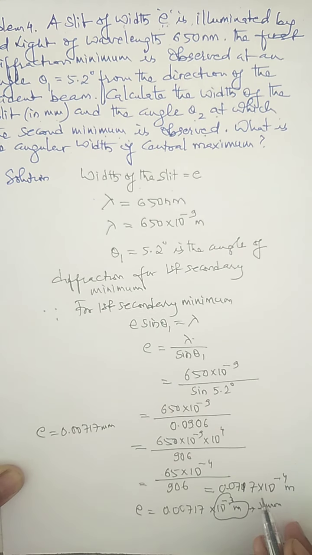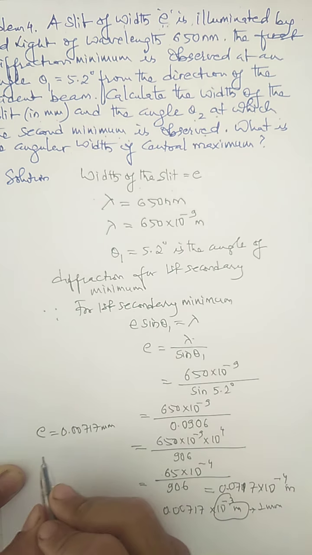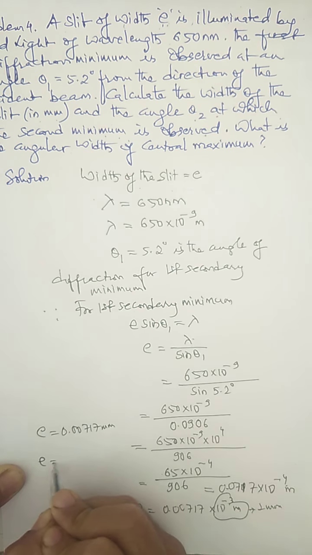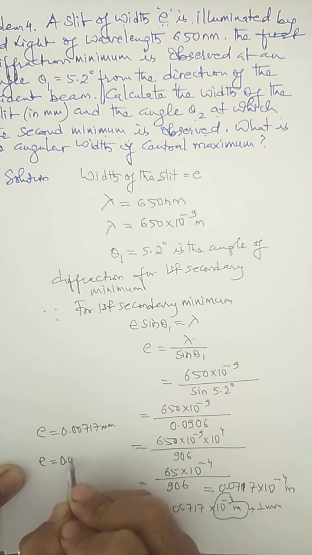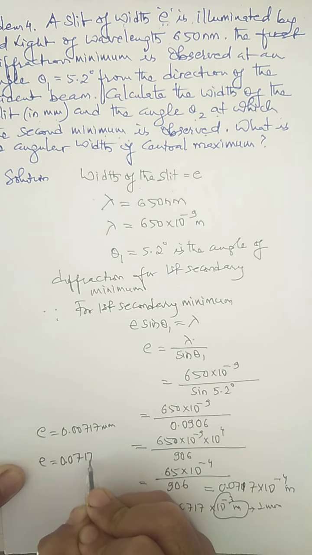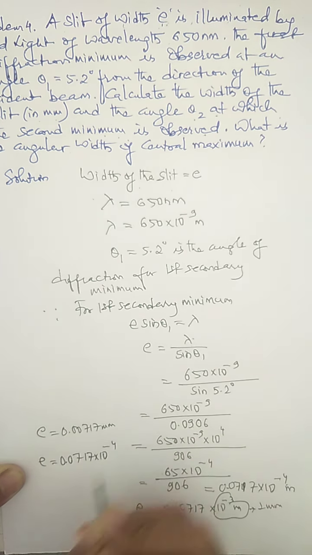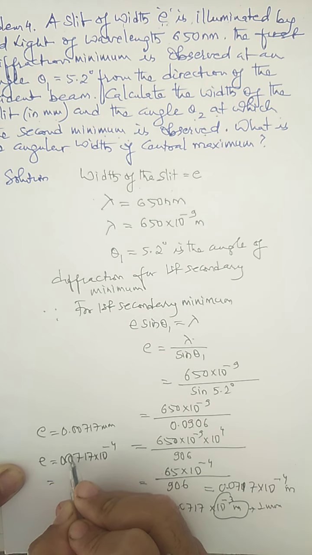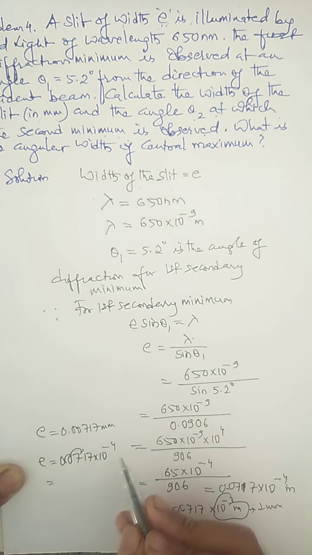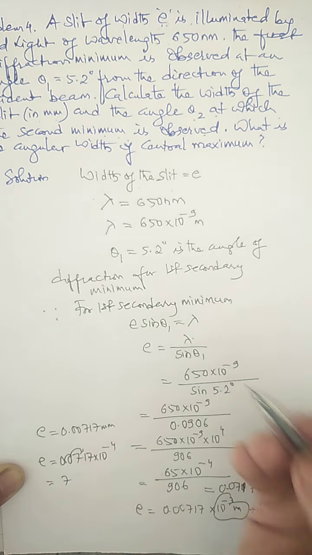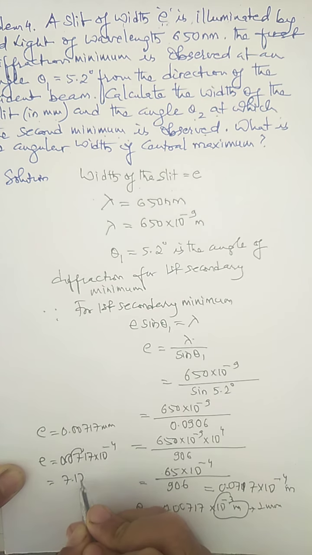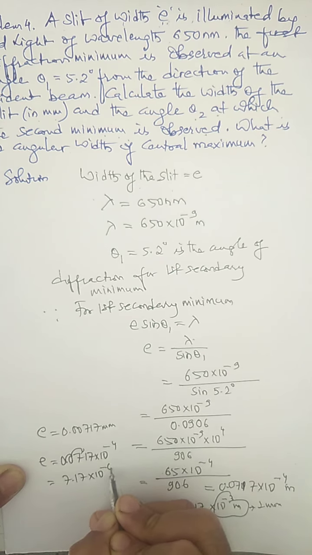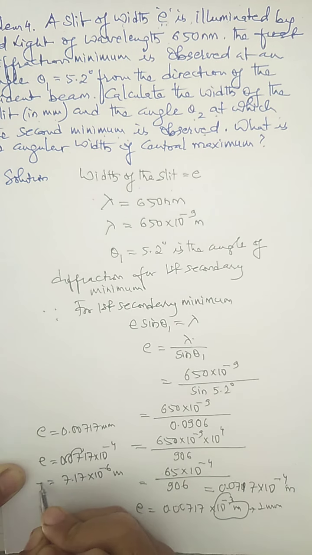Meter. So there is 0.0717 into 10 to the minus 4. Let me just do the continuation. This one, 0.0717 into 10 to the minus 4. Now I shift this decimal two places right, and if there is a negative power, it means the power increases by 2. So it will be 7.17 into 10 to the minus 6 meter. So we can write this way also, children.